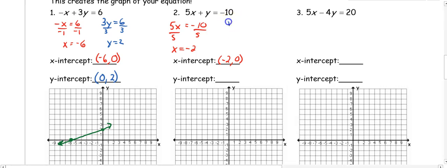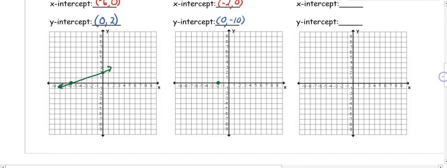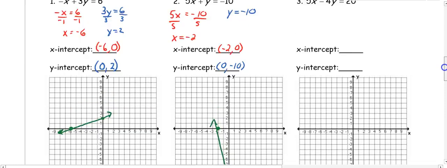Then we're going to do the same thing with the y. Y equals -10. There's no need to solve because y is by itself. So this point is going to be 0, -10, because y was equal to -10. So now when I graph, for the x-intercept, I'm going to go to -2 on the x-axis. And for the y-intercept, I'm going to go to -10 on the y-axis, which is that last line down there. And then we just connect those 2 dots.